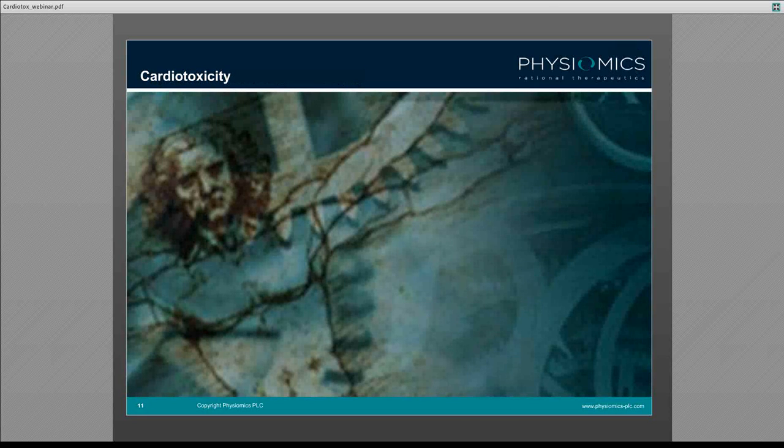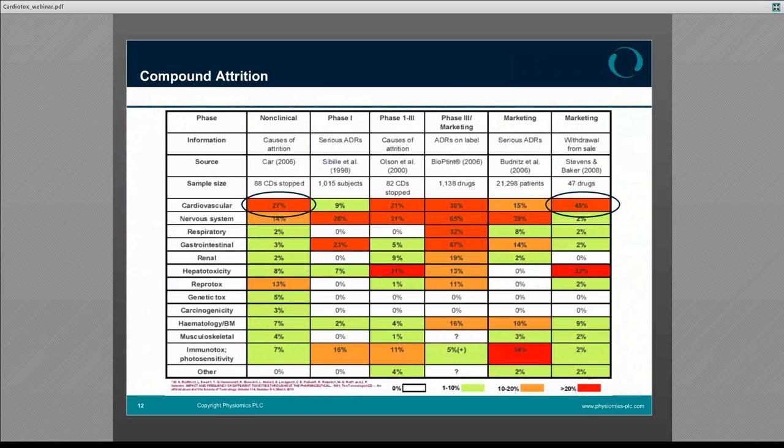So now we'll get on to the main part of this talk, which is around cardiotoxicity. Here's a slide from an article published in 2010 by Will Redfern, which highlighted the reasons for compound attrition throughout the pipeline. As you can see, at the top is cardiovascular. A large number of compounds are withdrawn from failed preclinical studies, and you can also see that a large number of compounds failed during the marketing stage and post-approval, as well as the preclinical compounds here.